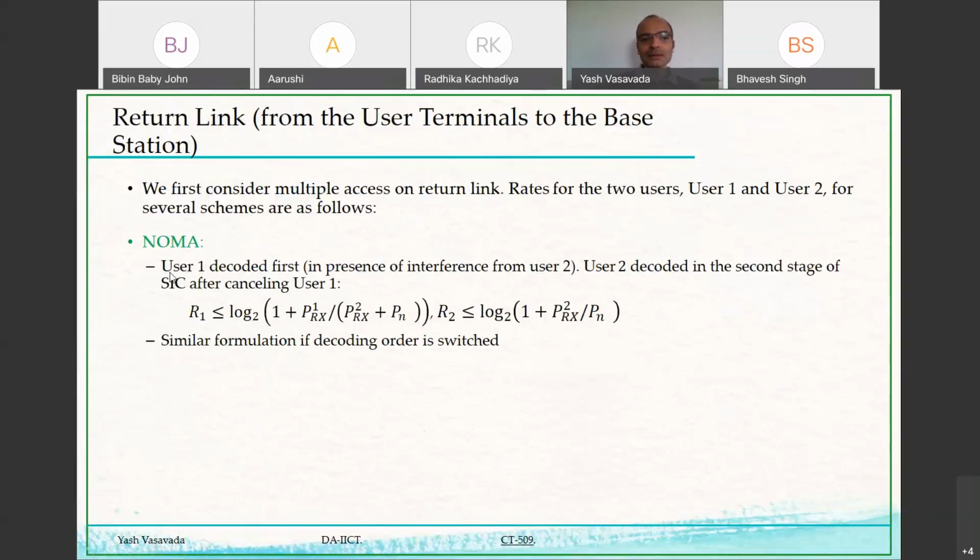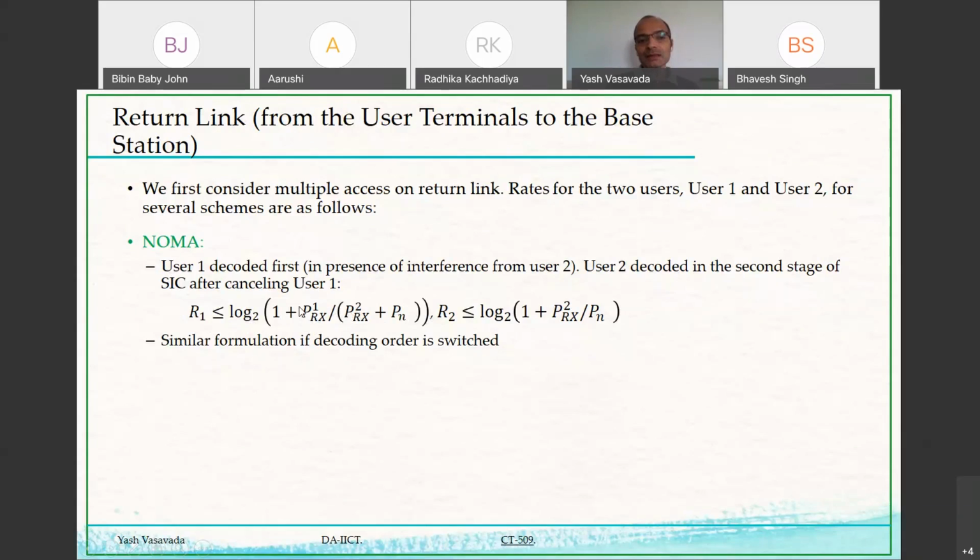For NOMA, as we said, user 1 is decoded first, and then user 2 is decoded after that. So user 1 sees the total noise power of PRX2 plus PN, and its own signal power is PRX1. And so the rate at which user 1 can transmit is this rate, log base 2 of 1 plus PRX1 divided by PRX2 plus PN. This is, by the way, the normalized rate in bits per channel use.